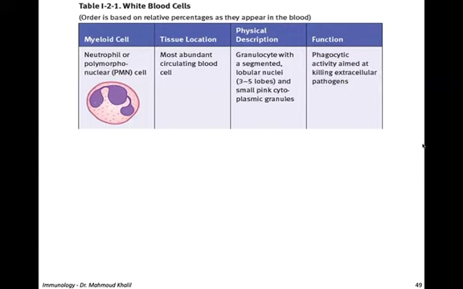Here we can summarize the white blood cells. Initially, the myeloid cell, the neutrophil, is the most abundant circulating granulocyte. Its description: lobular nuclei, 3 to 5 lobes, and it looks like it has small pink cytoplasmic granules in the cytoplasm. Its main function is phagocytic activity, killing extracellular pathogens.